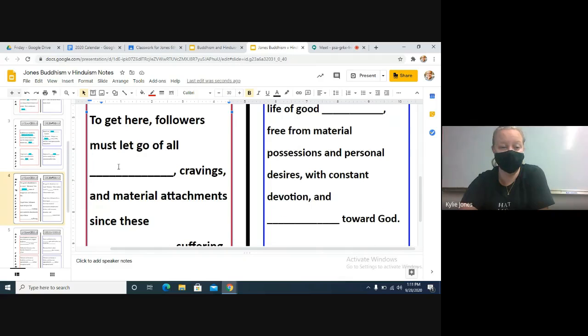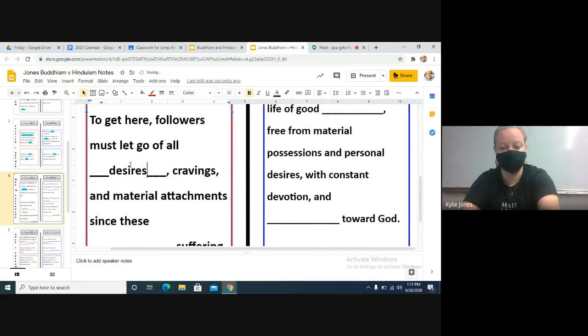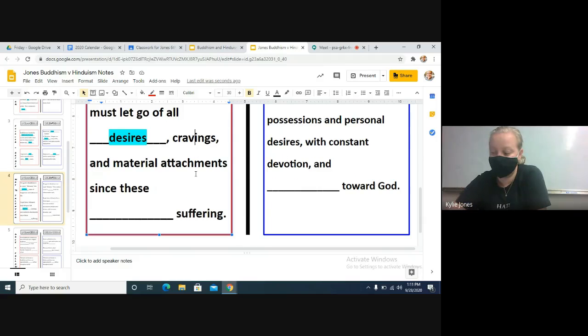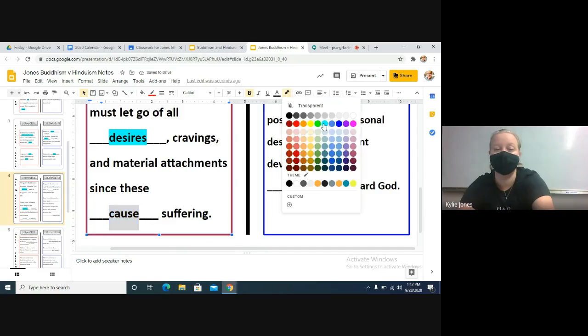So to get to nirvana, followers must let go of all of their desires, which is all their cravings, any sort of material attachments. Yeah, things like that. Because these things are the cause of suffering. Because the more things that you have, the more you worry about these things, and the more you suffer because you are worrying about these things.